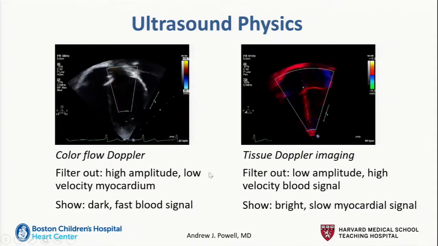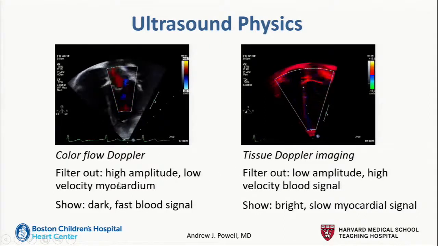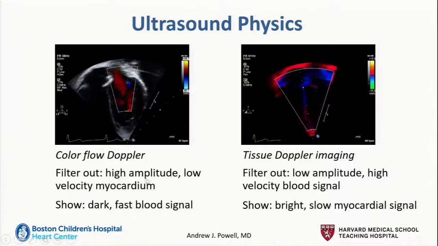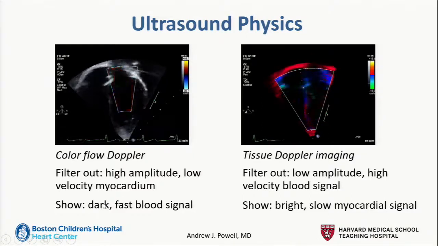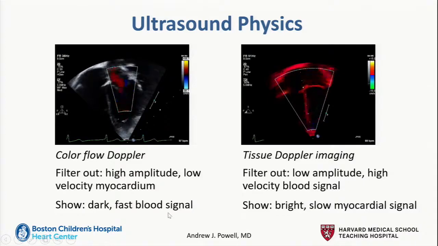Doppler on tissue. So with color flow Doppler, the machine is set to filter out the high amplitude or the bright signal, and it also is tuned to filter out the low velocity myocardium as well. So that's why you don't see the myocardium light up and the blood does light up. So you're showing the dark, fast blood signal.